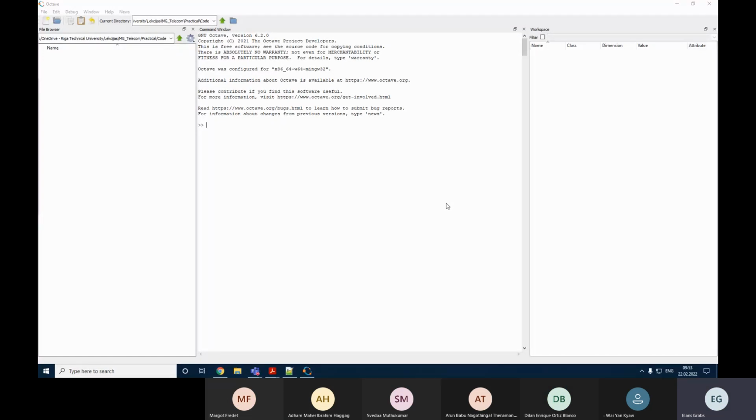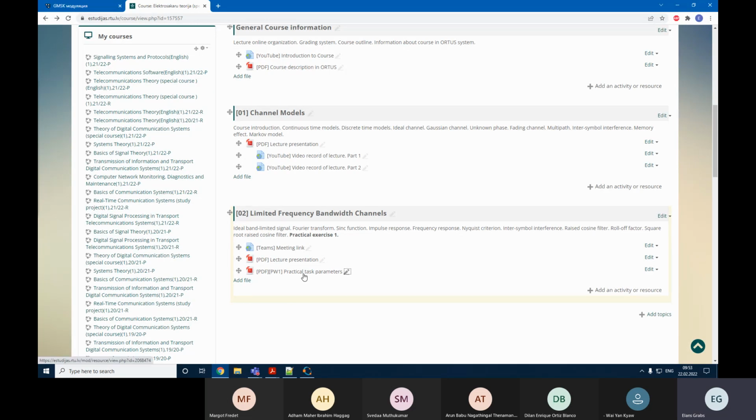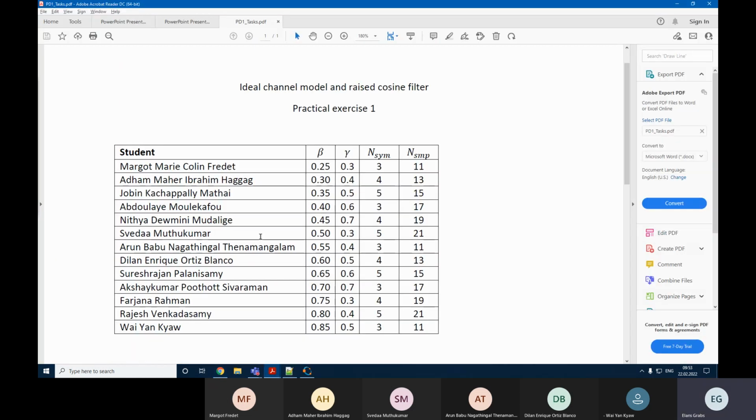Hello again, welcome back to the practical part of the course, and now we are planning to make some work on our practical exercise number 1. I have already uploaded the parameters of the practical exercise, and now I'm opening it, and you can see that for each of you we have different parameters: beta, gamma, number of symbols, number of samples.